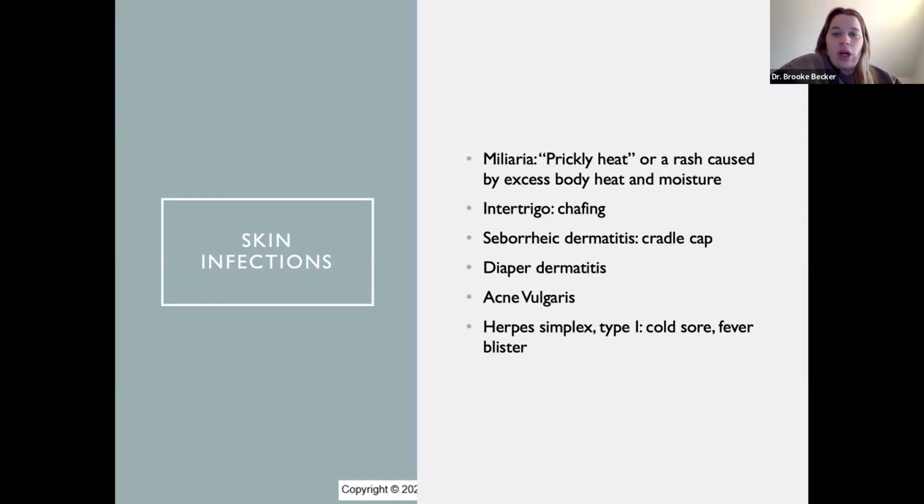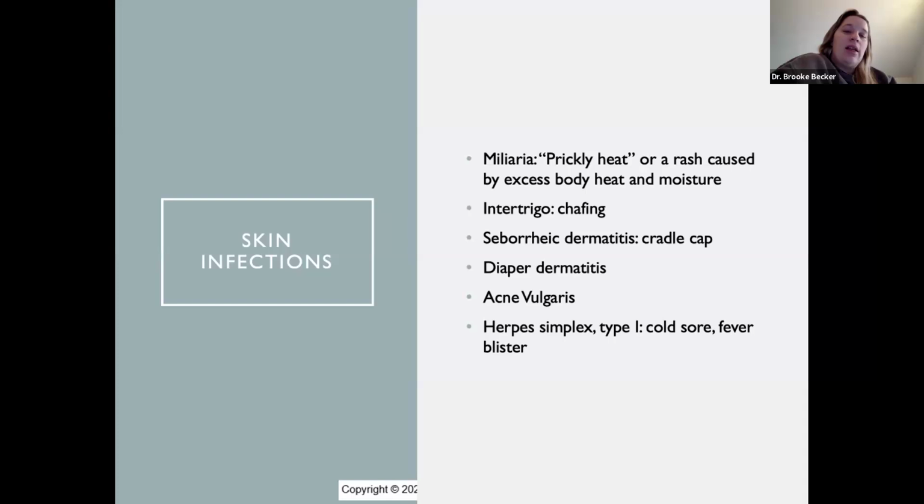Cradle cap will eventually go away by itself. It can affect the hair development underneath where those scaly patches are. So some parents want to just try and get rid of it as quickly as they can.